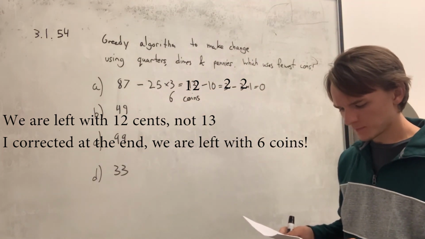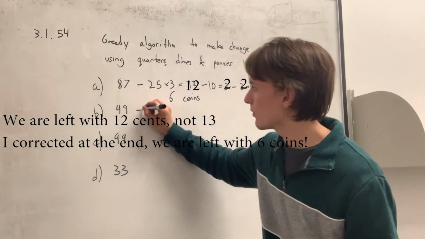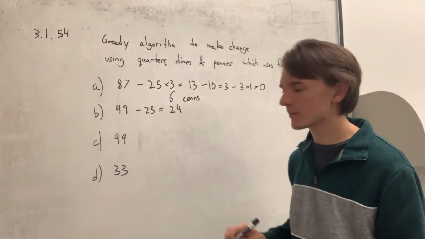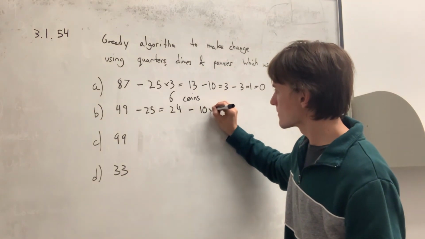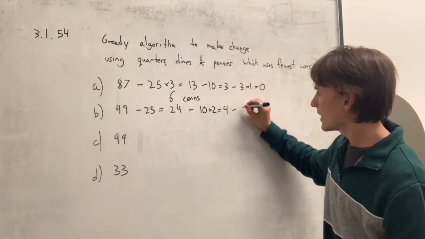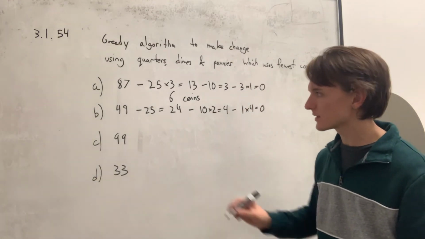Part B. For 49 cents, we can put 1 quarter in. So we put 1 quarter in, we get 24 cents left to give change for. Let's put in 2 dimes. We get 4 cents left. Then we put 4 pennies in to get exact change for 49 cents, 7 coins.